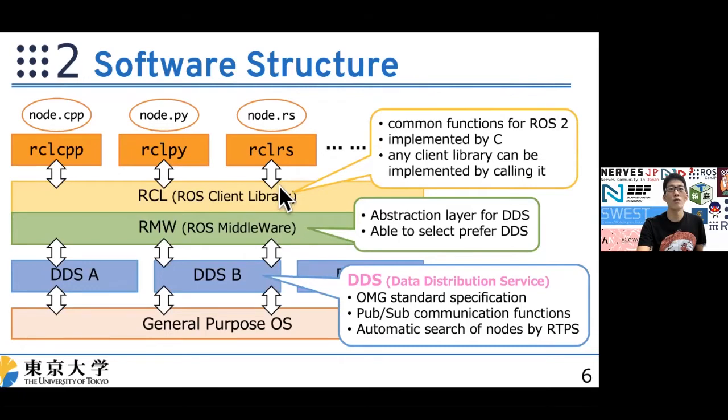RCL, ROS Client Library, provides common functions for ROS2, including pub/sub communication, timer management, and so on. This layer is implemented in C. So we can implement a client library for any programming language by calling this C layer. Currently, RCL-CPP for C++ and RCL-Py for Python 3 are officially supported. Rust, Java, Ada, Lisp, and more languages are also supported by the community.